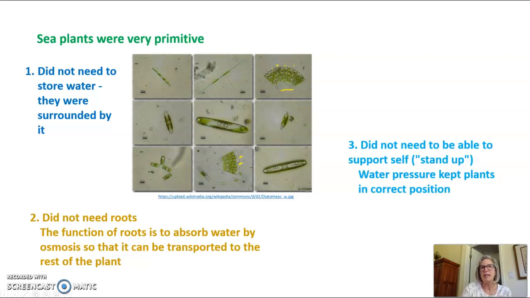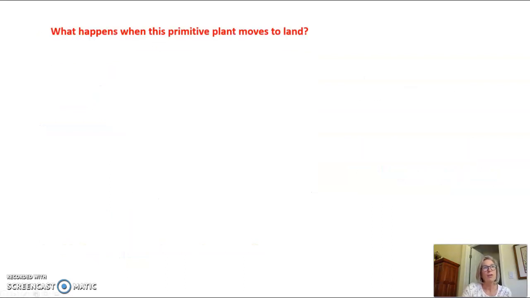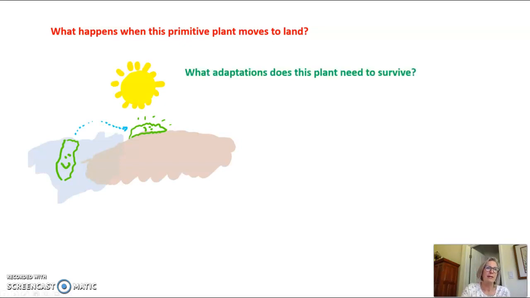Sea plants also didn't need to be able to support themselves or stand upright. There was water pressure, and that kept the plants in the correct position. Finally, the male gamete of these sea plants had to swim to the female gamete. So what happens when this primitive plant moves to land? Well, it's not pretty. This plant is going to fall over and probably dry out. What adaptations does this plant need to survive if it moves to land?